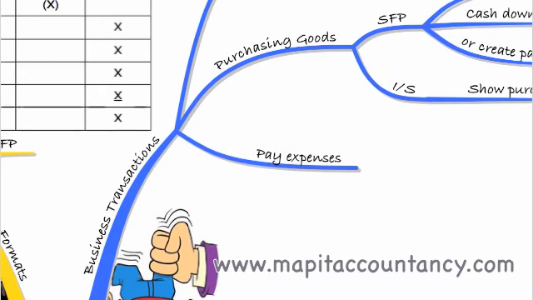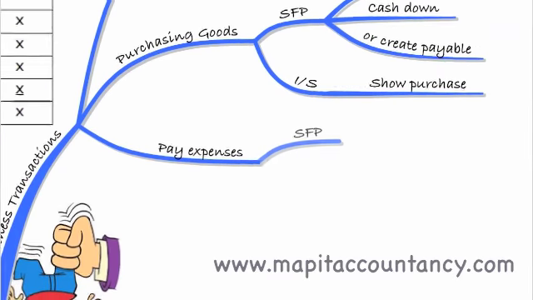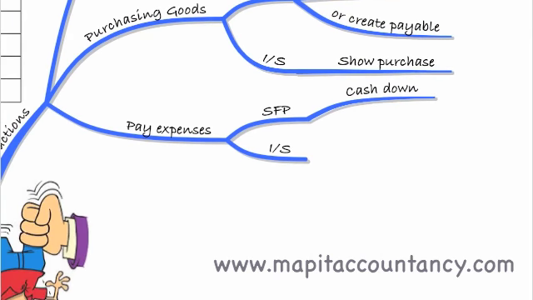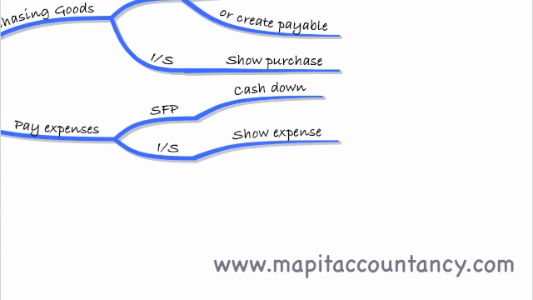Let's say that we paid an expense, which is another aspect. Well, on the statement of financial position, our cash would go down. On the income statement, we'd have to show that expense because it would affect performance in the year. It would reduce our profit. So you can see again, we have an effect on the income statement and we have an effect on the statement of financial position.